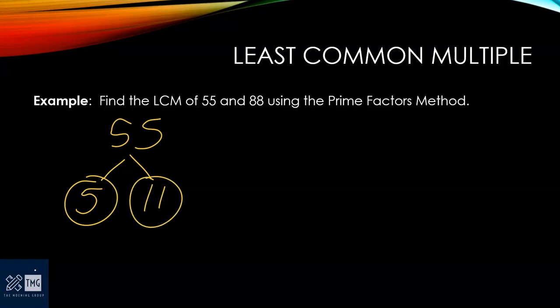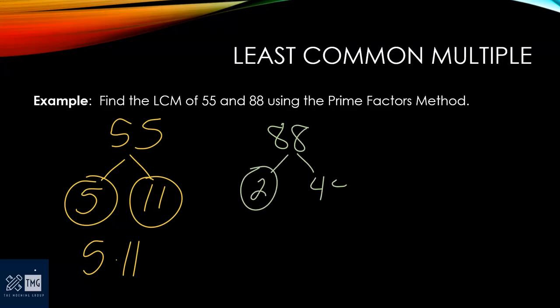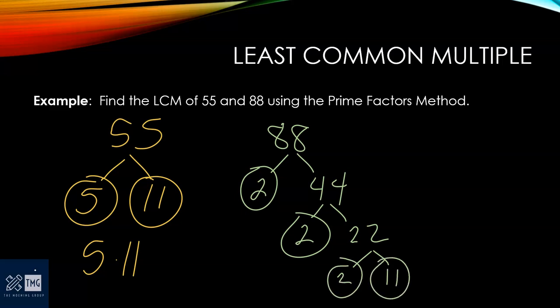Easy when it comes to prime factorization because it's just the one pair. So I can write it as a product of its primes, 5 times 11. 88. Well, I see that 88 is 2 times 44. And then 44 is 2 times 22. And then 22 is 2 times 11. All right, so that gives me... there are 3 2's, so 2 cubed times 11.